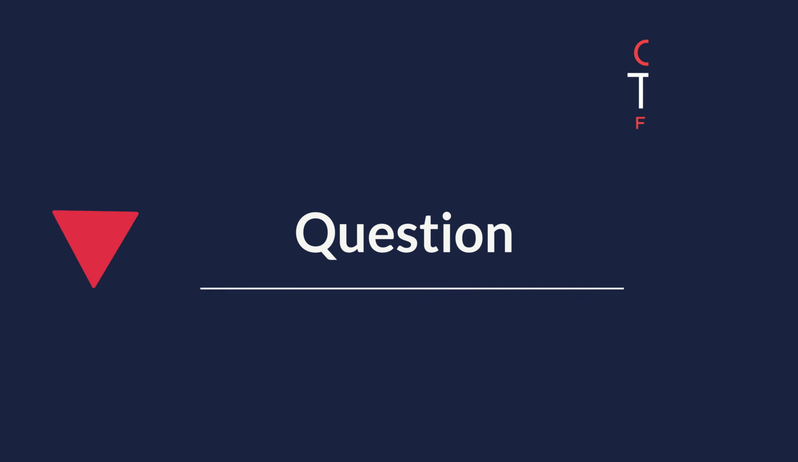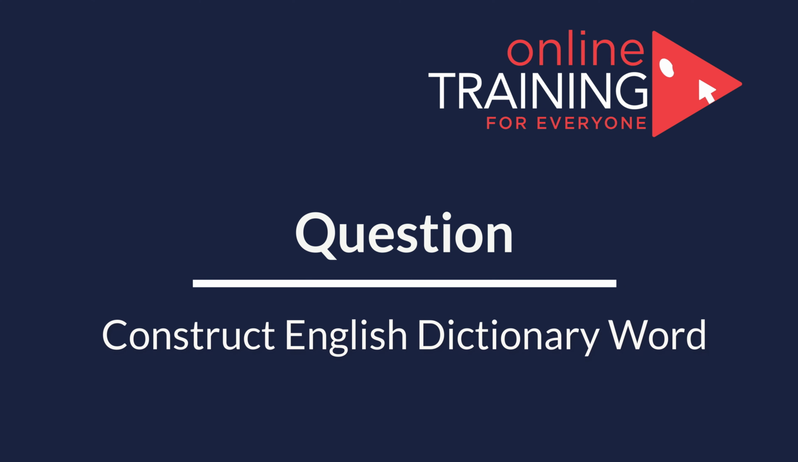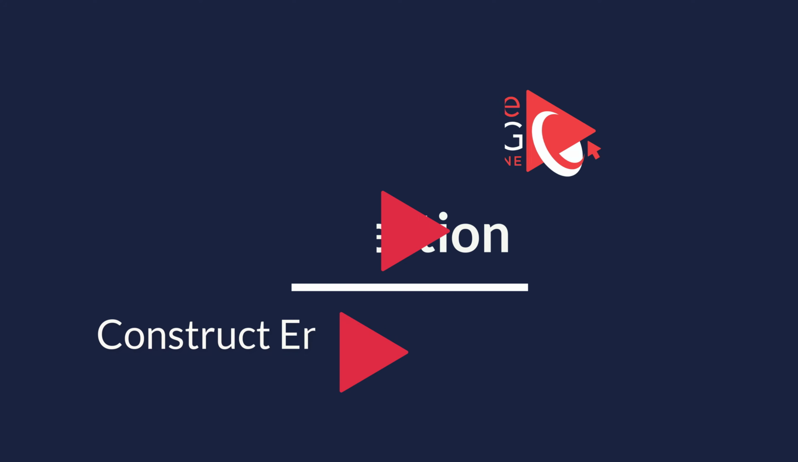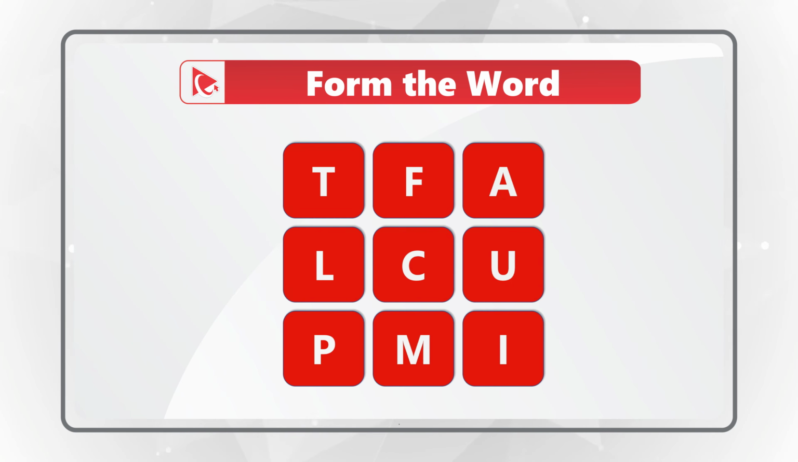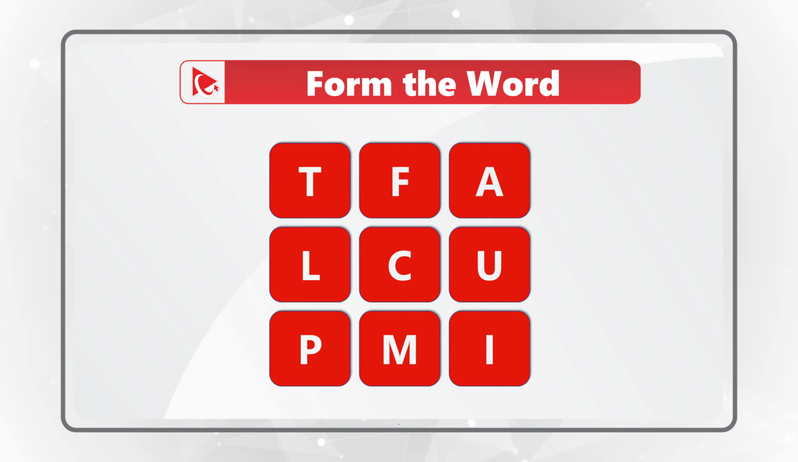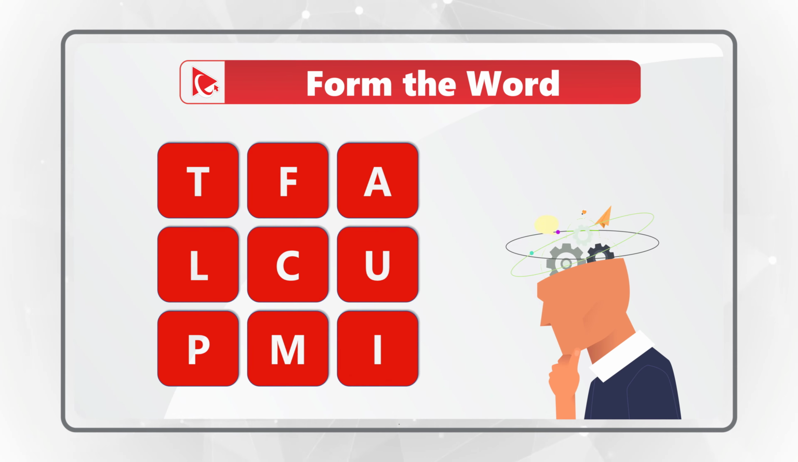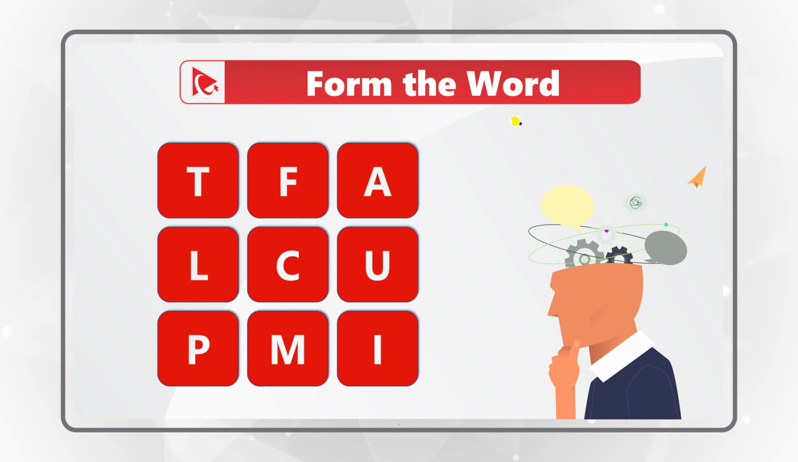This question truly tests your knowledge of English dictionary. You need to form the word using all the letters only once. And there are 9 letters that you can see on the screen. The letters are T, F, A, L, C, U, P, M, I. Give yourself a little bit of time. It's a very complex 9-letter word. Consider pausing the video to get to the correct answer.